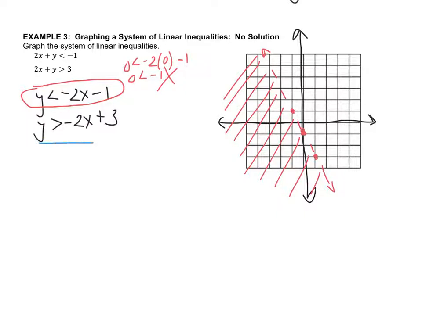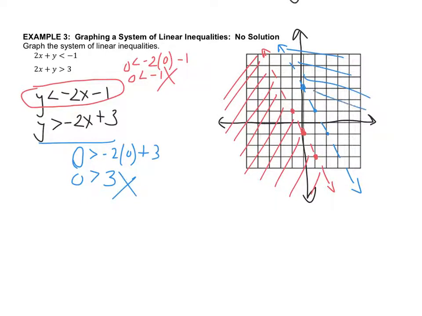So then the second one I'll do in blue. So again, think of it as an equal sign, but think that it's also going to be dashed. I'm going to go up to 3, down 2 and forward 1, down 2 and forward 1. And then if I was to test 0, 0 here, I get 0 is greater than 3. That's not true, which means I'm going to shade off in this direction.